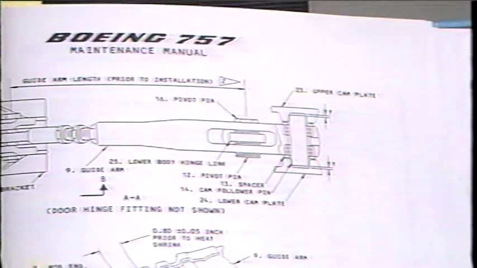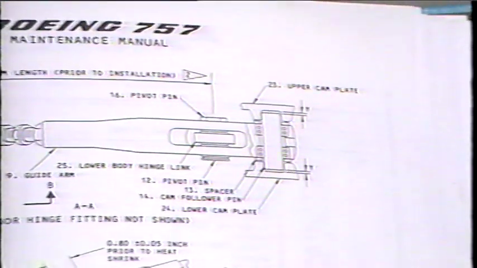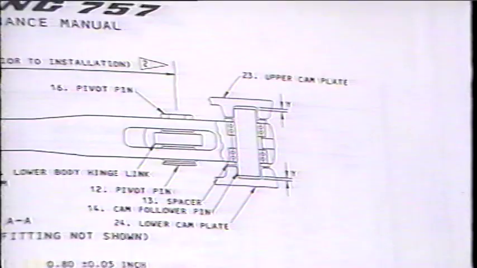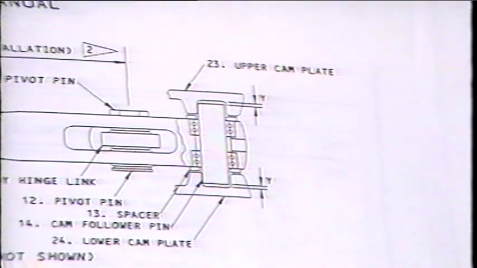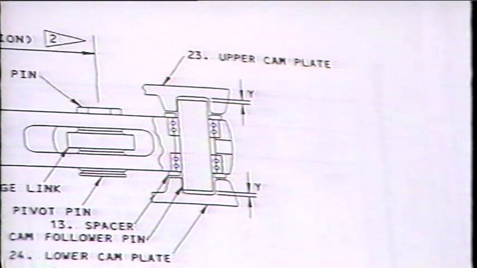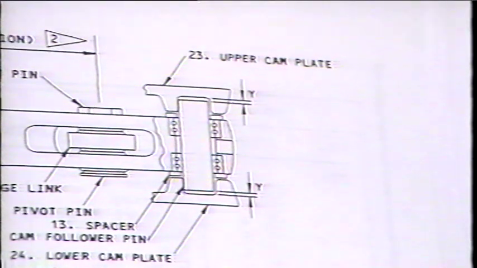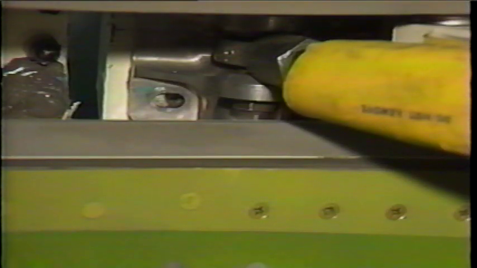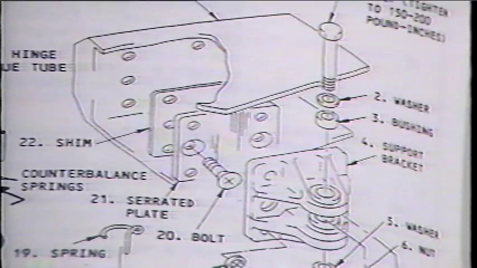The gap Y between the end of the cam follower pin and the surface of the cam track must be equal within tolerance. If necessary, add a washer between the lower hinge link and the guide arm at the elbow pin to obtain equal gaps. Place the door in the cocked position and attach the support bracket to the serrated plate on the door hinge fitting, flush at the forward edge. Slowly close the door and check that the door is parallel to the body.